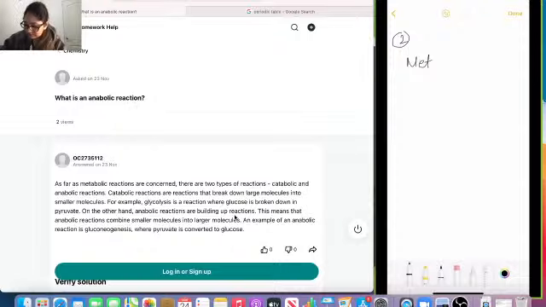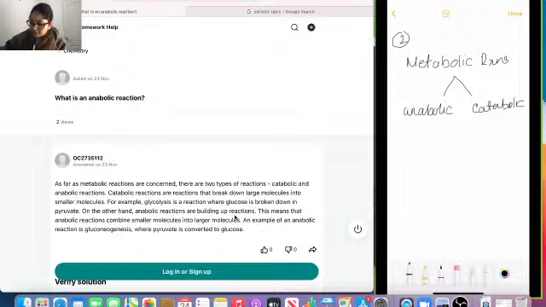So the main type, this metabolic reactions, right? And so the metabolic reactions consist of 2 categories. They are made up of anabolic and catabolic. Okay, so in this case we're talking about anabolic, but anabolic and catabolic work together to function our metabolic reactions in the body.